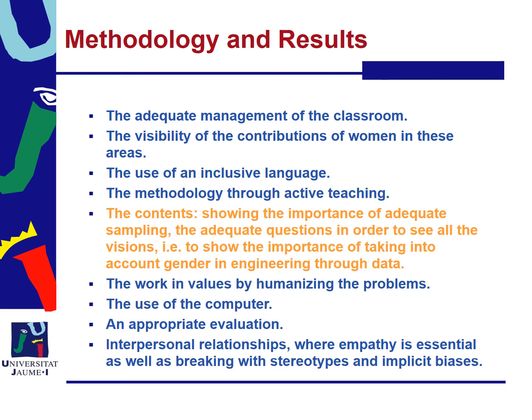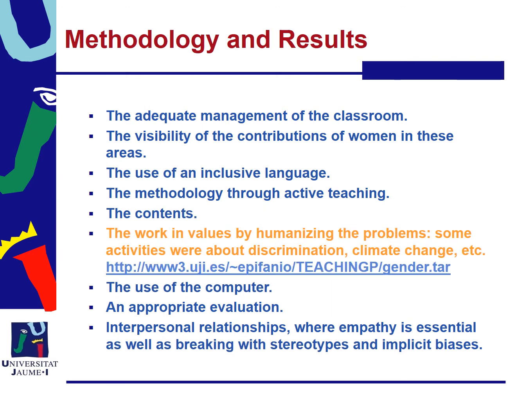As regards contents, we saw the importance of an appropriate sampling and appropriate questions in order to see all the visions, and we also saw the importance of taking into account sex and gender in engineering through data. Although the majority of examples and problems in this subject are about engineering, we have also worked on values by humanizing the problems. For example, some activities were about discrimination, climate change, etc. Part of this material is available at this web, although the material is in Spanish.